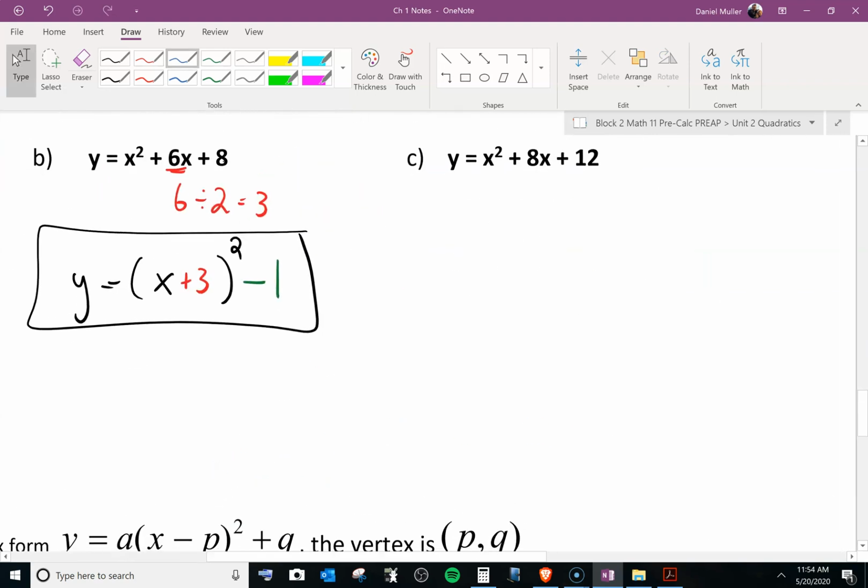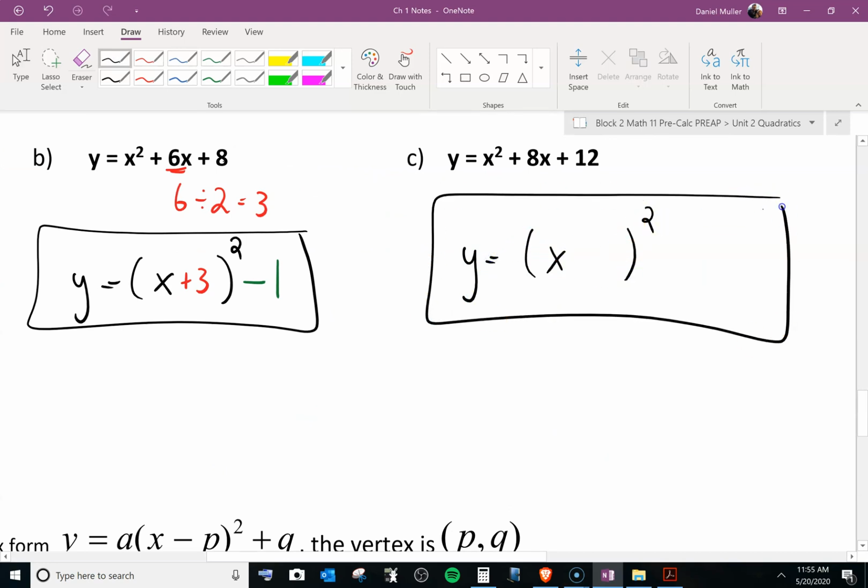So if you take a look at C, this should be very, very quick. You're going to create a square. It's always going to start out like this. You're going to take your middle, 8. You're going to divide it by 2, which gets you 4, a positive 4. Plus 4.